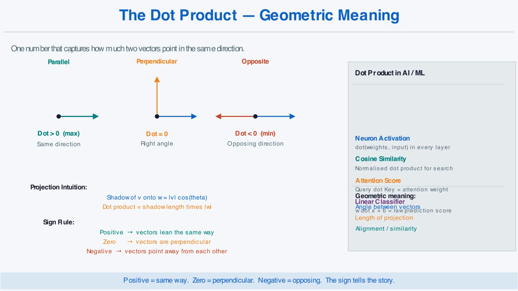There is also a beautiful geometric interpretation using projection. Imagine shining a light perpendicular to one vector. The shadow that the other vector casts onto it, that shadow length, is deeply connected to the dot product. Specifically, the dot product equals that shadow length times the magnitude of the vector being projected onto. This is the projection intuition, and it is the key to understanding why the dot product appears everywhere in AI.